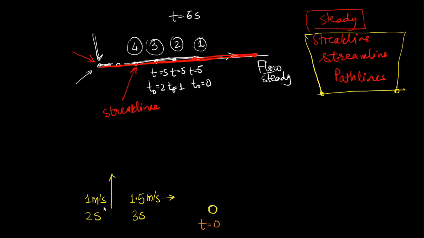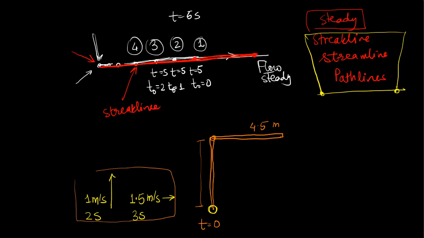So 1 meter per second for 2 seconds. The particle will travel 2 meters, and then for the next time interval it will travel 4.5 meters. So this is the path line of the particle injected into the domain at t equal to 0, given this flow profile.